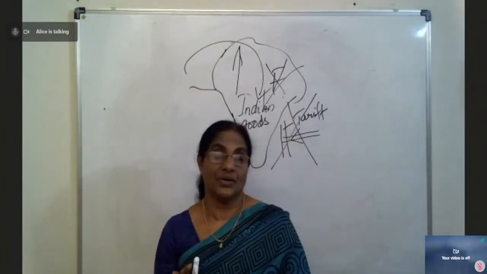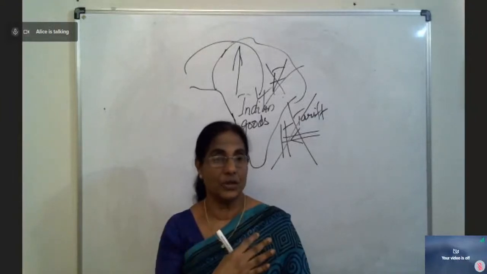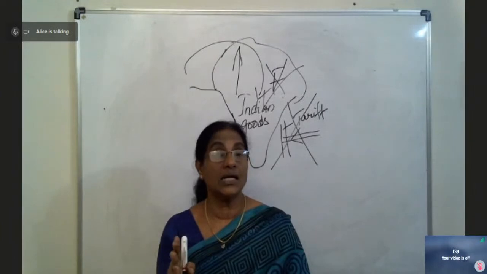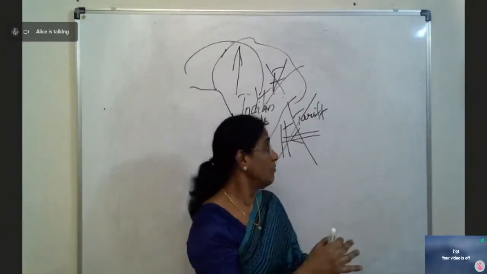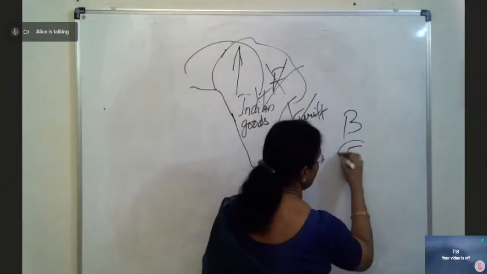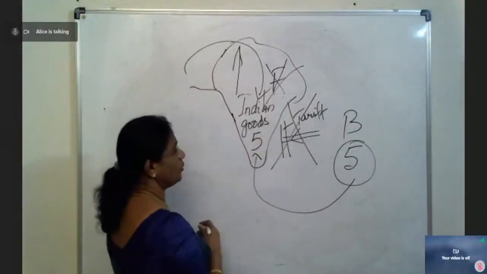Now, trade distortion. This is the effect on domestic industry. It is disregarding comparative advantage. For example, country B will produce something for 5 rupees and sell it to me. I can get it for 5 rupees.